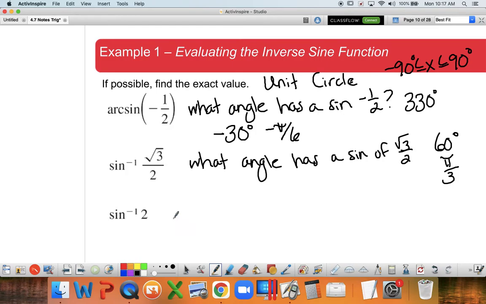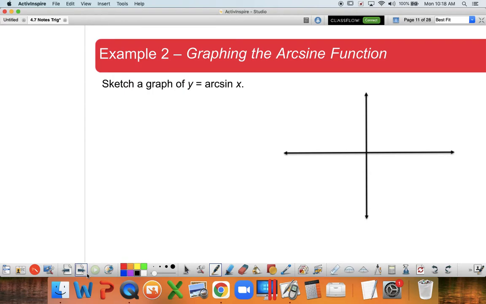And then our last one, looking at our unit circle, is there any angle that has a sine of 2? There is not, so therefore it does not exist. It is outside of the domain of our arc sine, of our inverse sine function. So what does that mean to really be outside of the domain? Let's go ahead and graph.